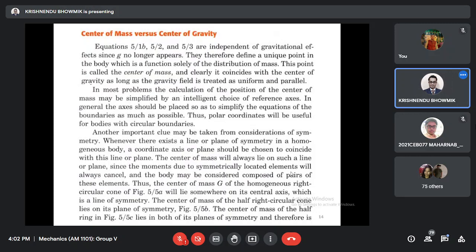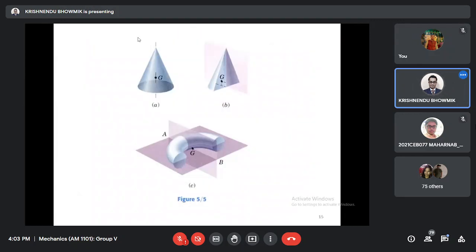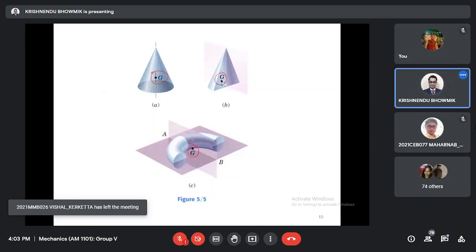Okay, maybe this question is there: center of mass versus center of gravity. You can get the difference from the textbooks. Now there are some examples. Say this is the location of the center of mass. This is the center of mass.